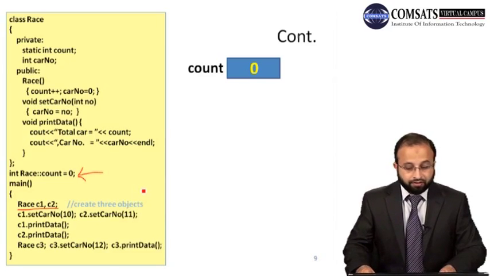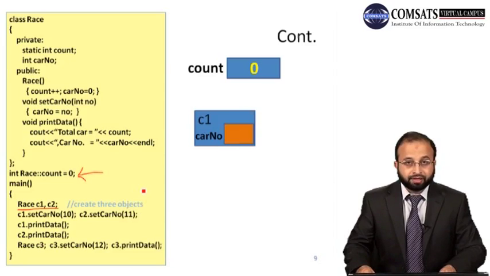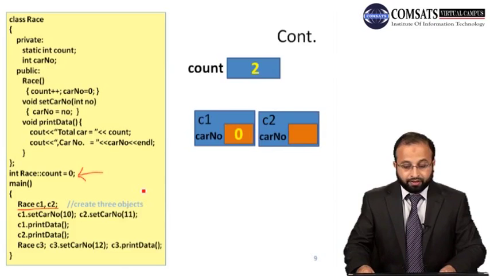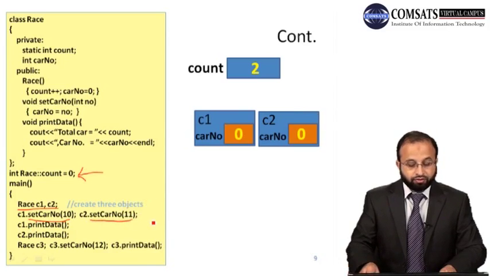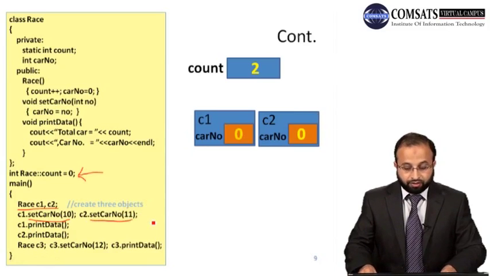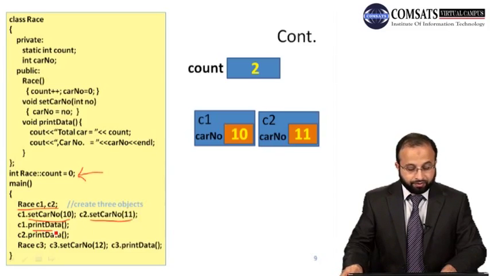This means that first the memory is allocated for C1, then it increments the count, it becomes 1, and then it assigns 0 to car number, right? And same is the case with C2. It increments the count and then assigns 0 to car number. And then we are setting the value of these two objects, C1 and C2, with 10 and 11. So the car number becomes 10, and for C2 car number becomes 11. And then we are printing the data.